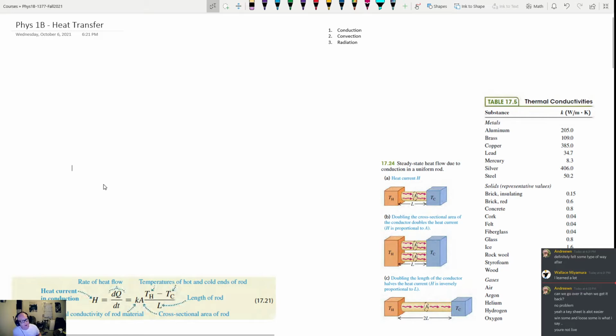Heat transfer is the process by which heat is transferred from one object to another. These are the three methods of heat transfer we're going to talk about: conduction, convection, and radiation, with conduction being the first. So let's get right into it.